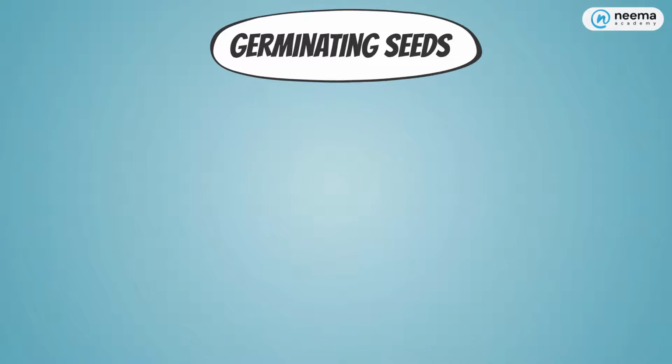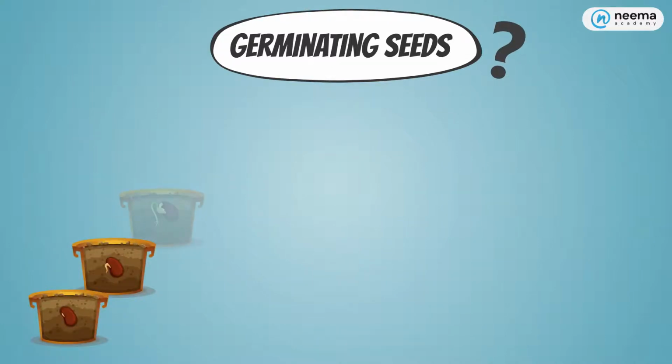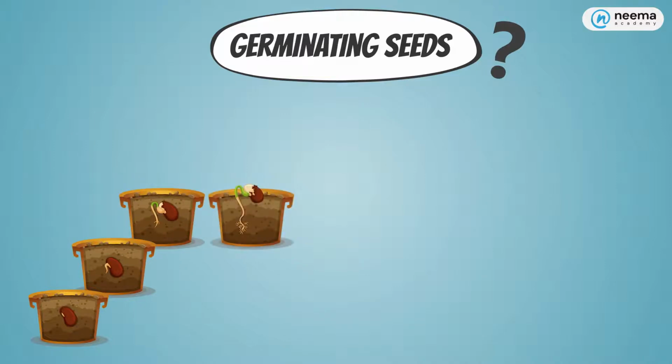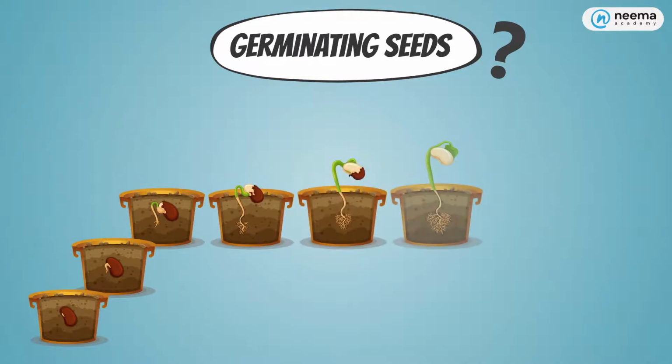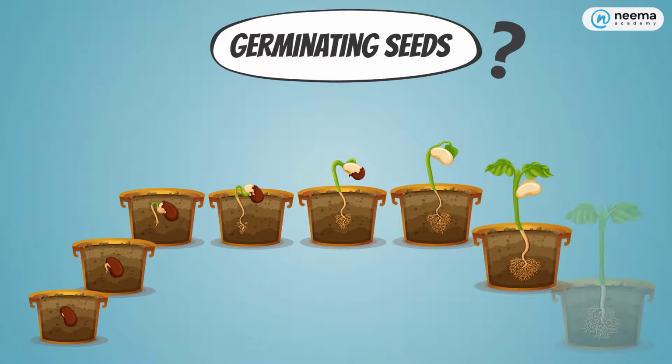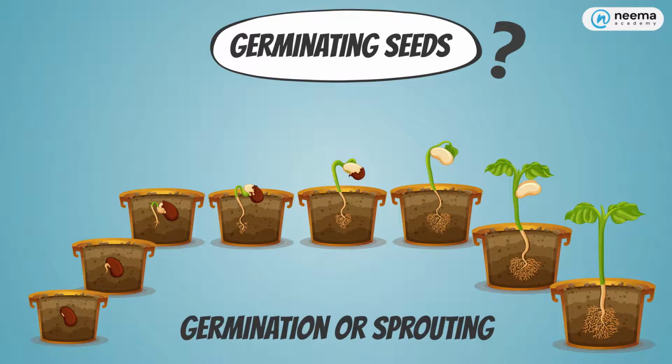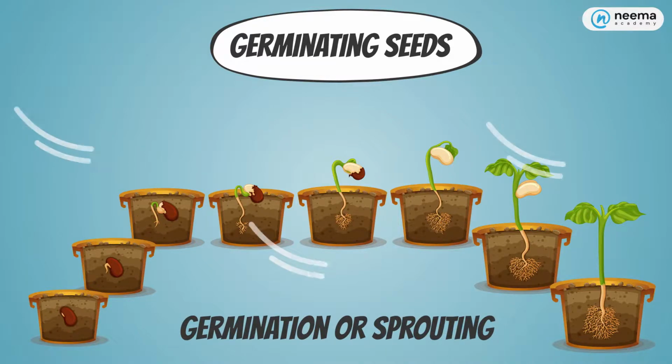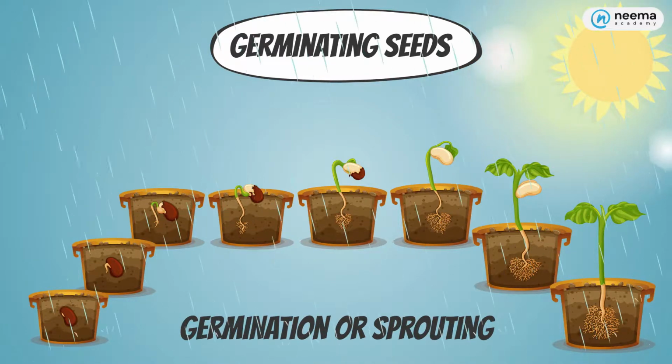Have you ever seen germinating seeds? The seeds germinate when they get favorable conditions. The seeds of plants sprout and grow into seedlings. The seedlings grow into new plants. The process in which a seed develops into a seedling is called germination or sprouting. It requires air, water and sunlight for germination.